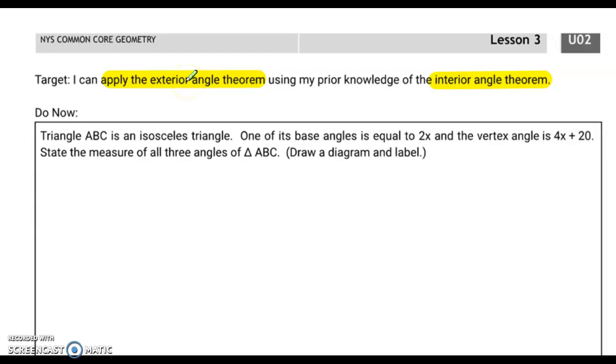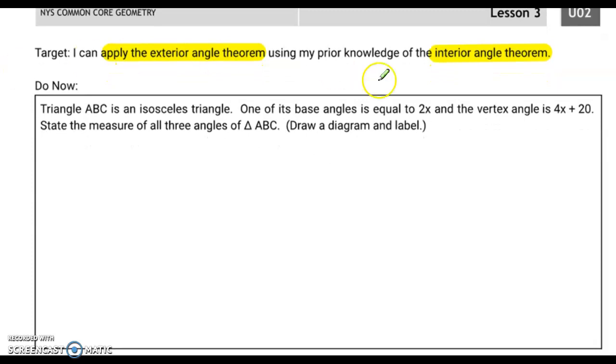In the do now, it gives us a situation wherein it talks about an isosceles triangle, and it gives us some of the information of the base angles. Try to use a well-drawn diagram to answer this question. Pause the video and then come back to see if you got it right.